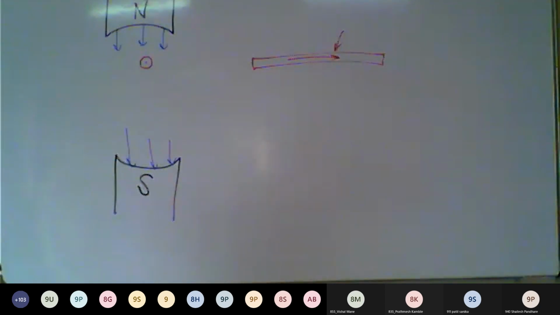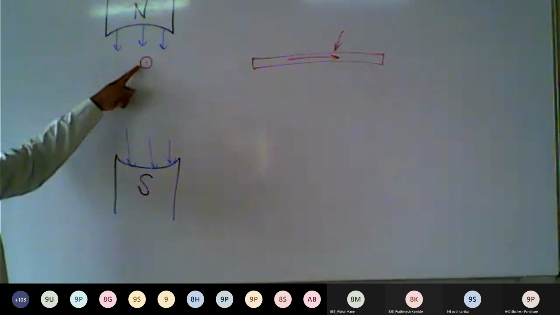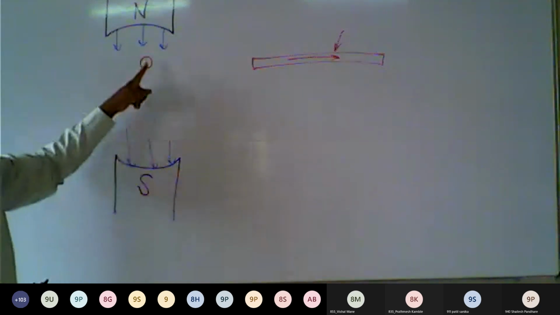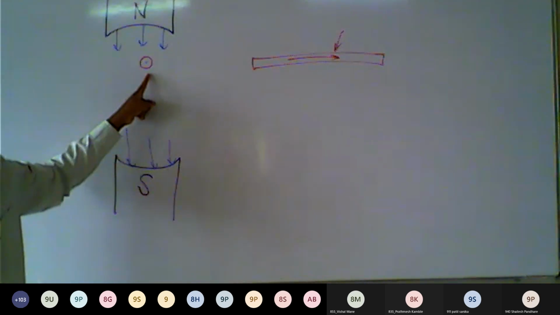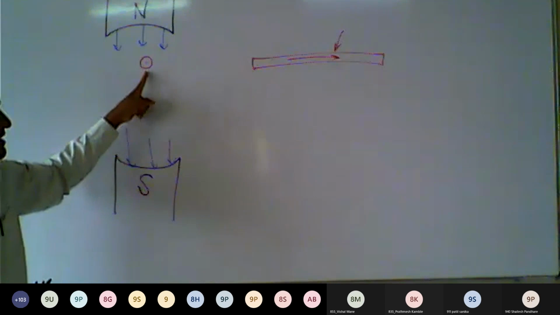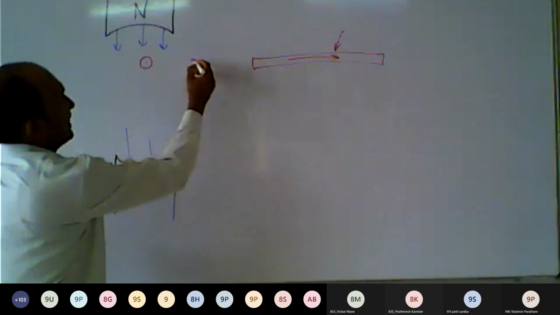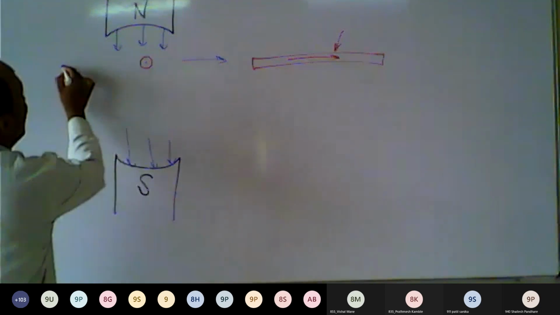According to the working principle of DC motor, if we place this current carrying conductor in a magnetic field, then it will experience a force. This means the conductor will move either to the right side or to the left side.